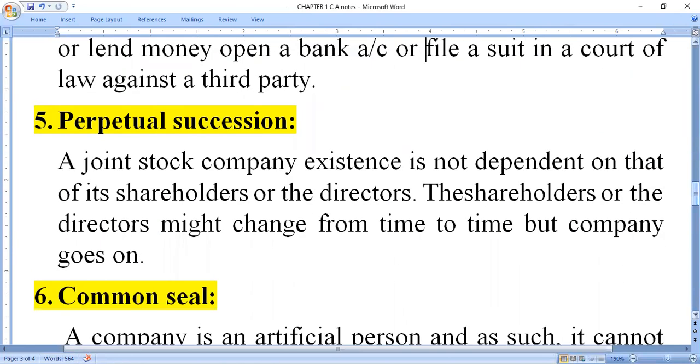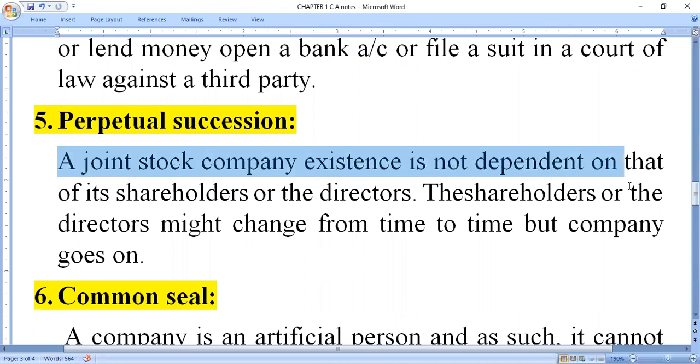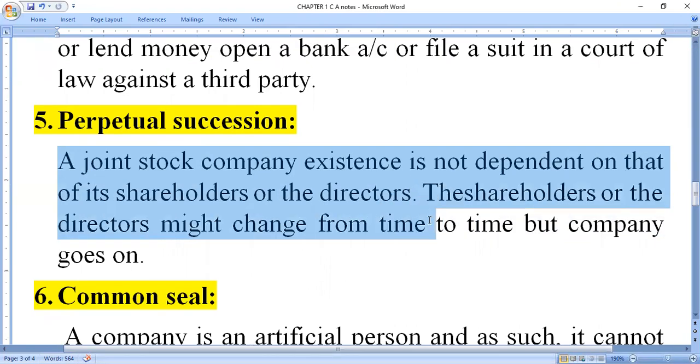And the next characteristic feature here is perpetual succession. Perpetual succession is nothing but that a joint stock company's existence is not dependent on that of its shareholders or the directors. The shareholders or the directors might change from time to time, but the company goes on. The company's continuation is not depending upon its members. For example, in the sole proprietorship, a single person is running, managing and administrating each and every activity of the organization.